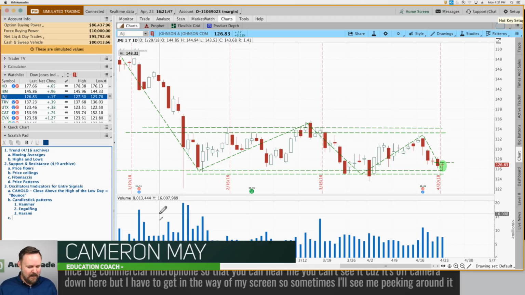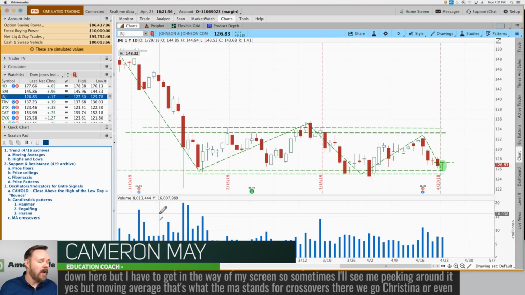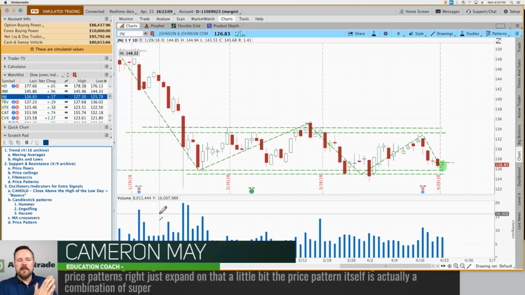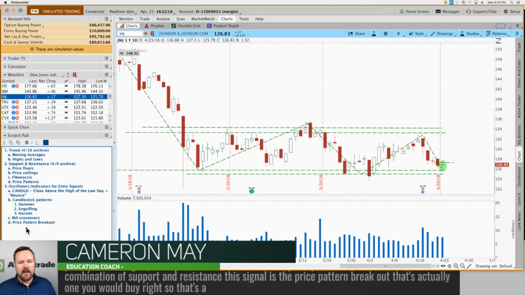All right, yes, moving average, that's what the MA stands for, crossovers. Christina, or even price patterns, right? And I'm going to just expand on that a little bit. The price pattern itself is actually a combination of support and resistance. The signal is the price pattern breakout. That's actually when you would buy, right? So that's a discussion for another time.